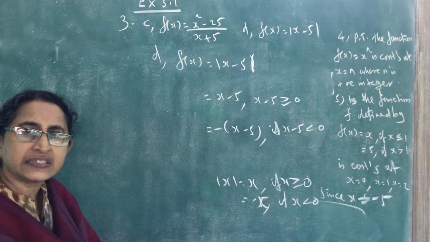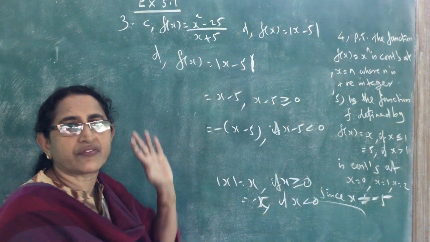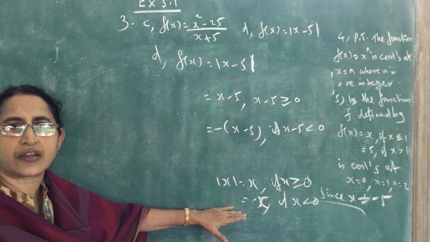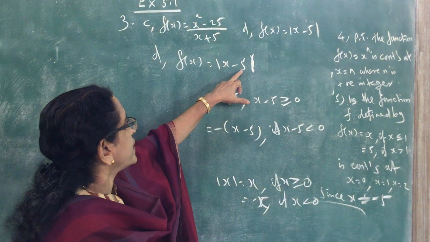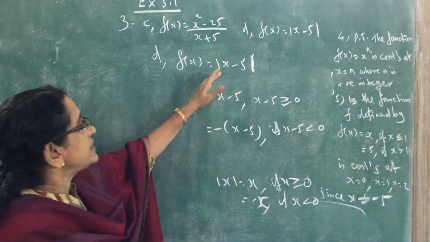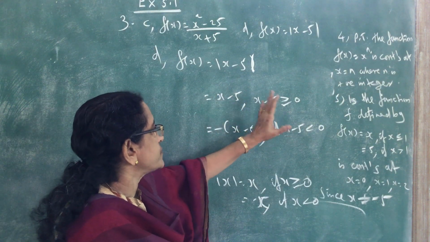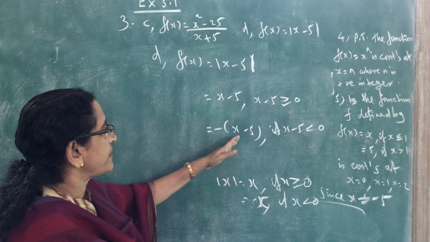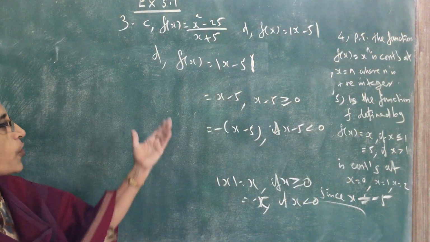See, the same thing, just replace x by x - 5, only that you have to do. See the definition of modulus x; here in the place of x, it is x - 5. So just replace x by x - 5 and you will get this. So |x - 5| = x - 5 if x - 5 ≥ 0 and -(x - 5) if x - 5 < 0. By definition we wrote the function.